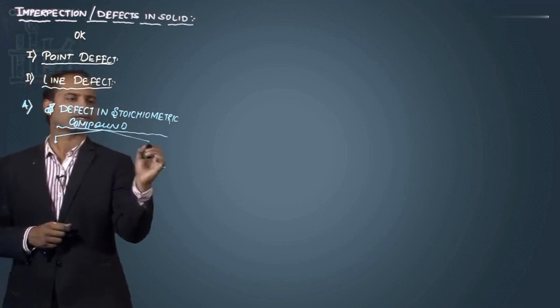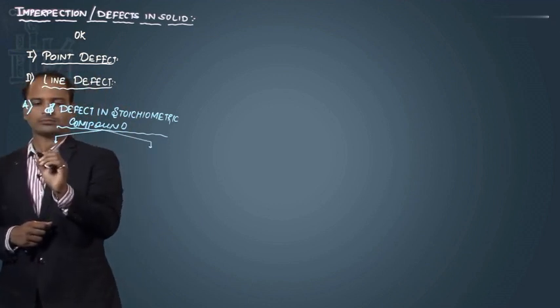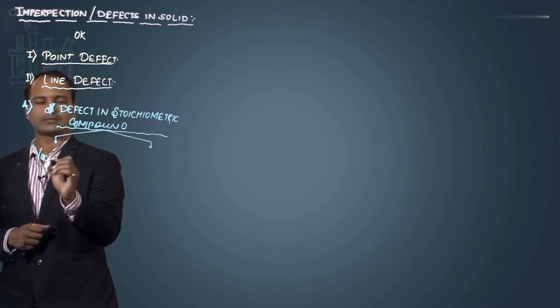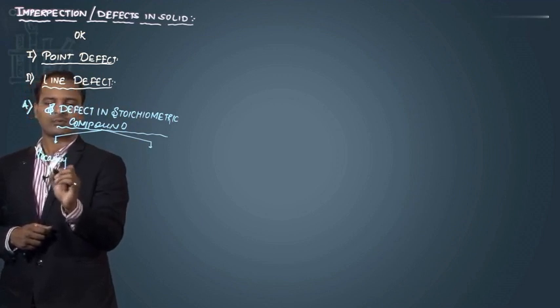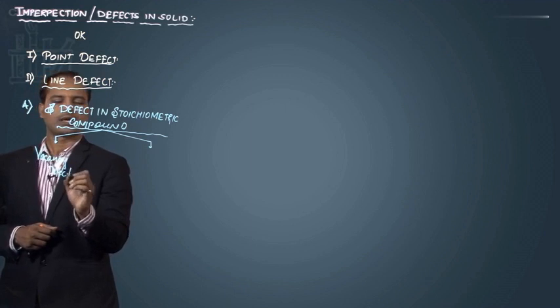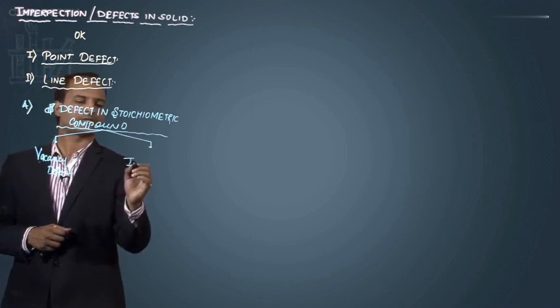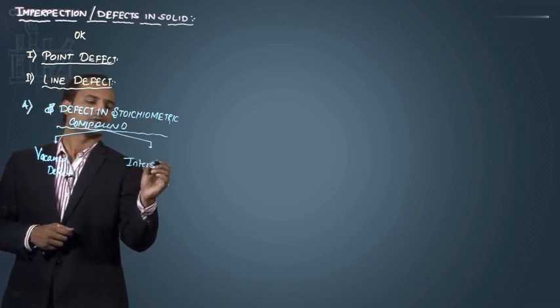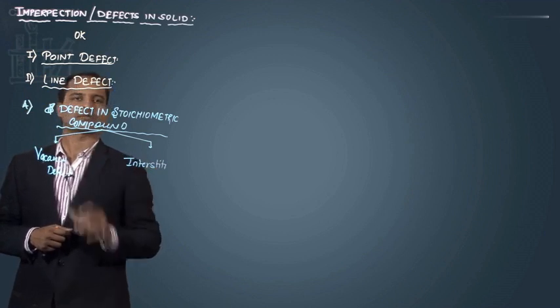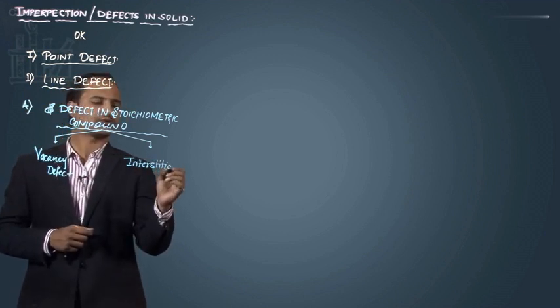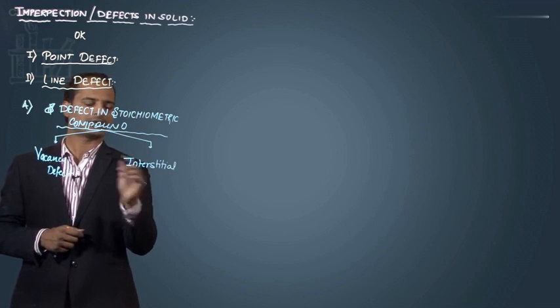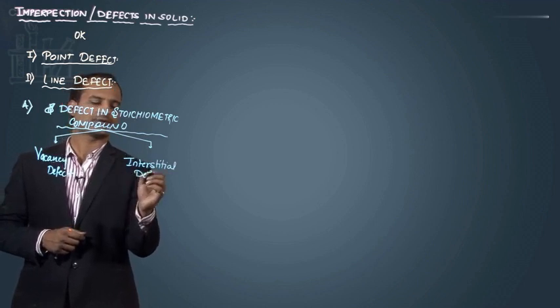The one is called vacancy defect and the second one is called interstitial defect. So here in this first part we are going to learn about these two defects, that is vacancy defect and interstitial defect.